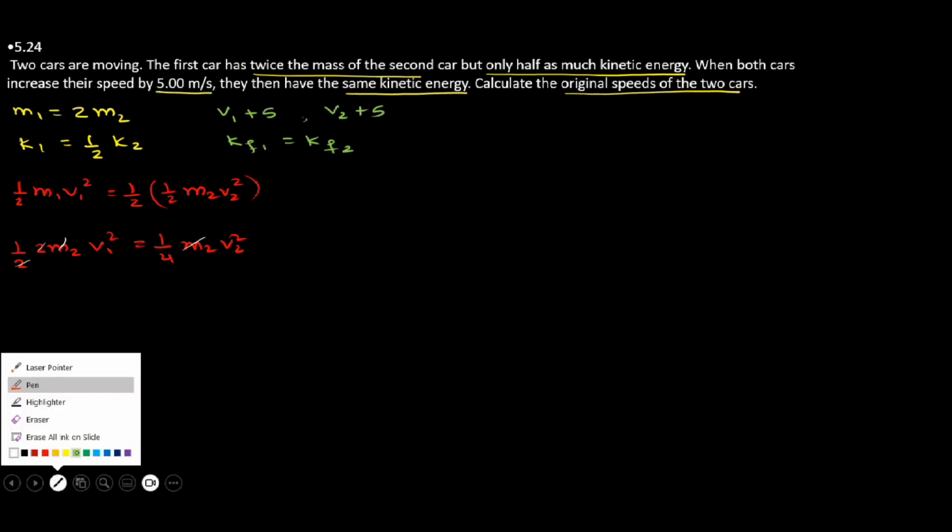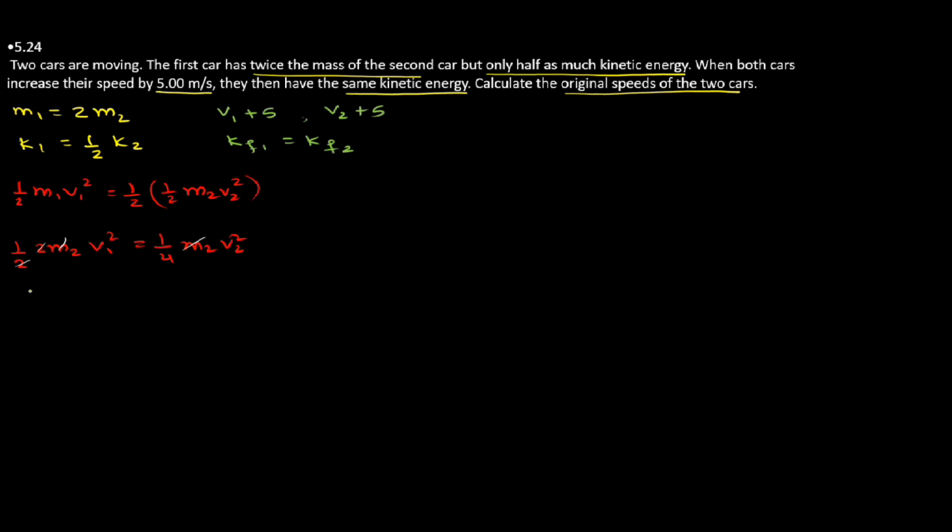And we get v1 squared equals v2 squared by 4. Now we can take the square root on both sides. v1 will be equal to v2 by 2, or we get v2 equals 2 times v1. Now this is the relationship between their original speeds.